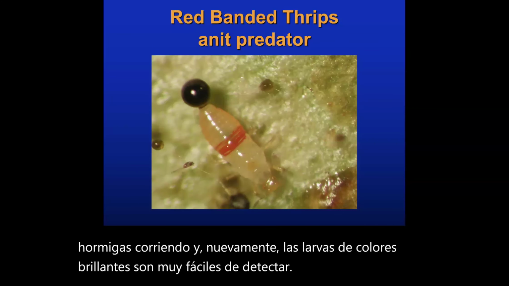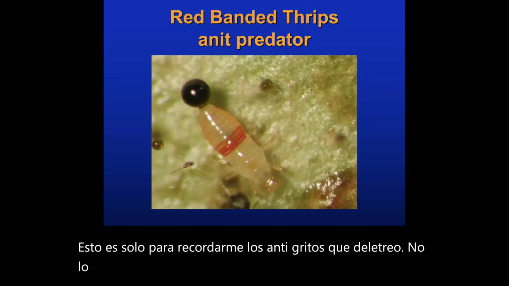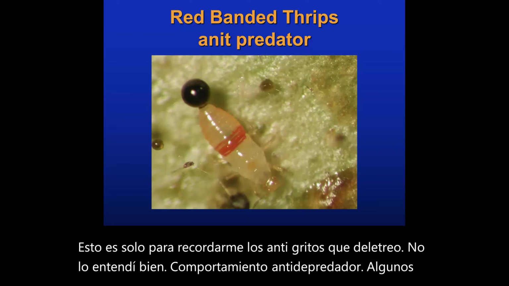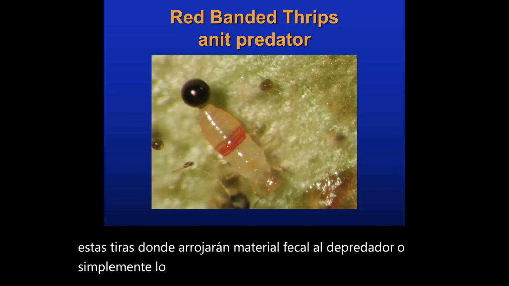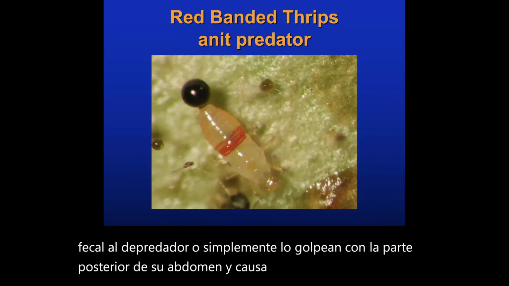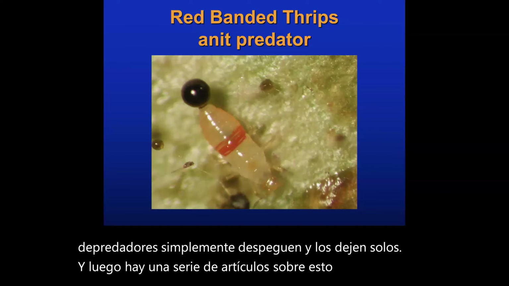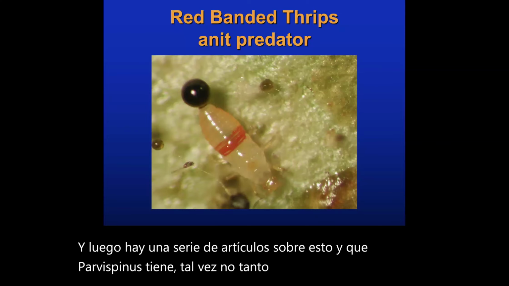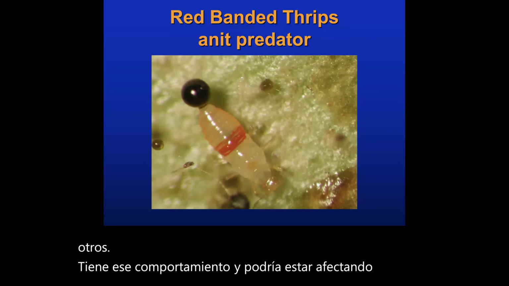Anti-predator behavior. Some of these thrips will flick fecal material at the predator, or they'll just bump them with the back end of their abdomen, and it causes, in some cases, predatory mites to just take off and leave them alone. And there's a number of papers out on this, and parvispinus does have, maybe not as much as this one, but like others, it has that behavior, and it could be impacting some of our natural enemies.